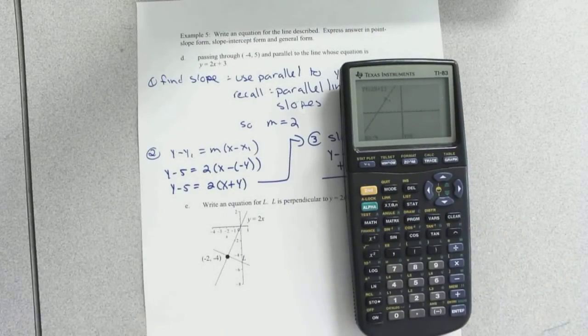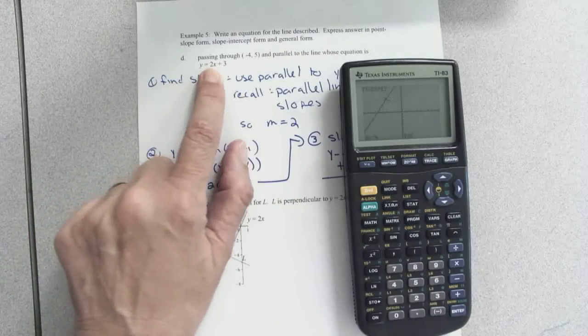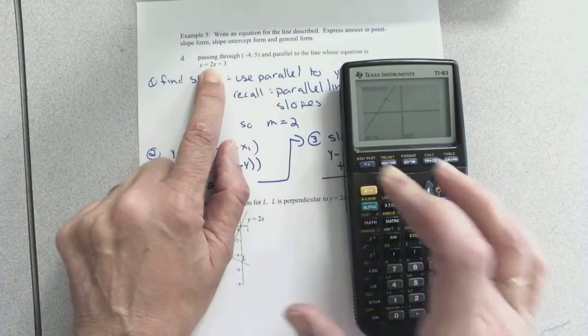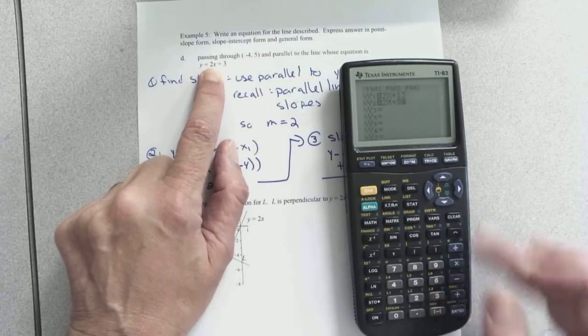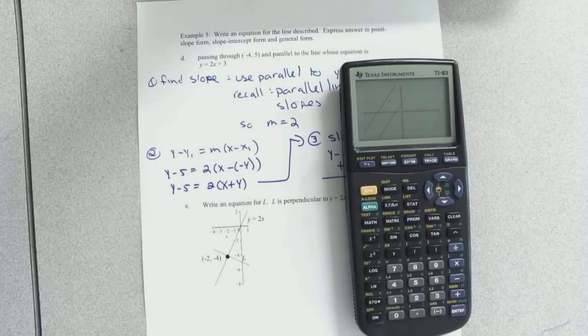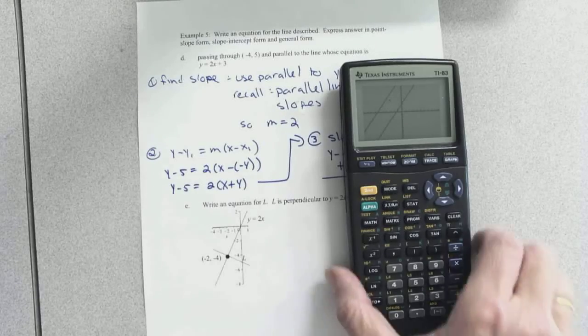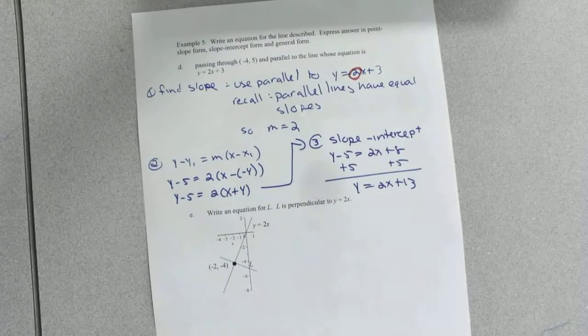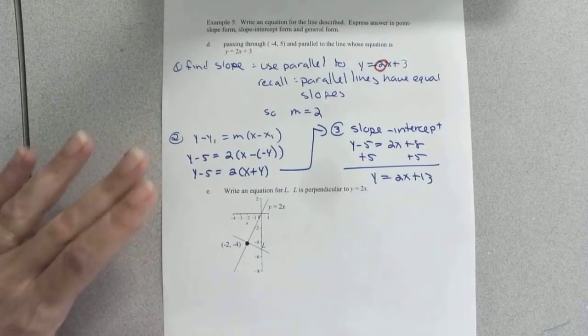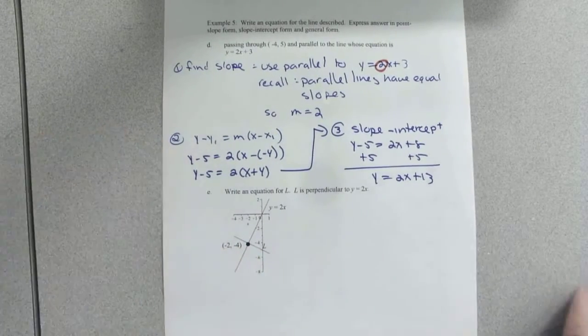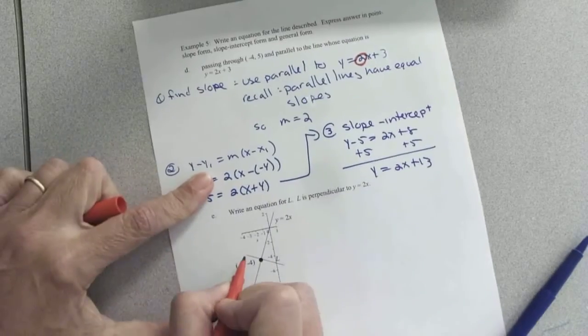So that's right. We do know they have to be parallel because they have the same slope, but if I put in the other line they told me about, 2x plus 3, and graph that, there's my answer line, there's the line they told me about, and indeed they are parallel. So we know this is right. Last one of these: an equation for line L. L is perpendicular to y equals 2x. So we're finding the equation of this line right here.